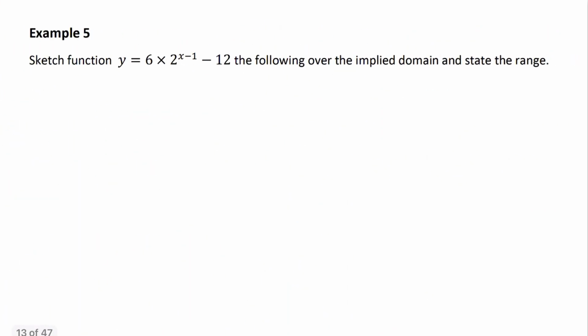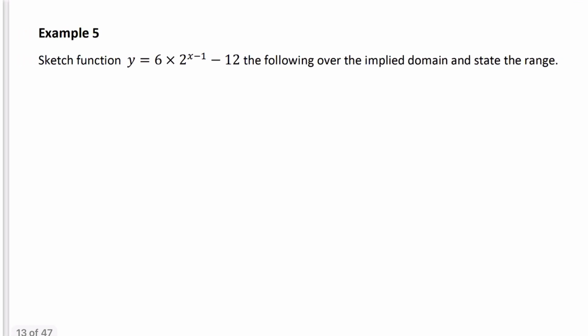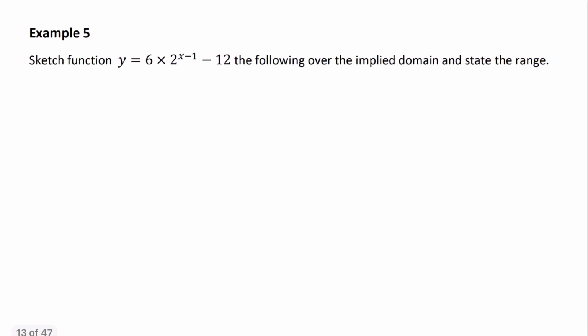All right, so that's how you graph it with the CAS. We've got just a little bit more to go. So example 5, sketch this function over the implied domain and state the range. So again, we've got a bunch of different transformations going on. This time, what we have is this 6 times. I know it looks a little bit weird, but all that's happening is that this is a dilation. And again, dilations don't really matter too much in terms of what it's going to look like overall, unless we're comparing graphs. So yes, the base changes how steep it is, but the dilation also changes how steep it is.